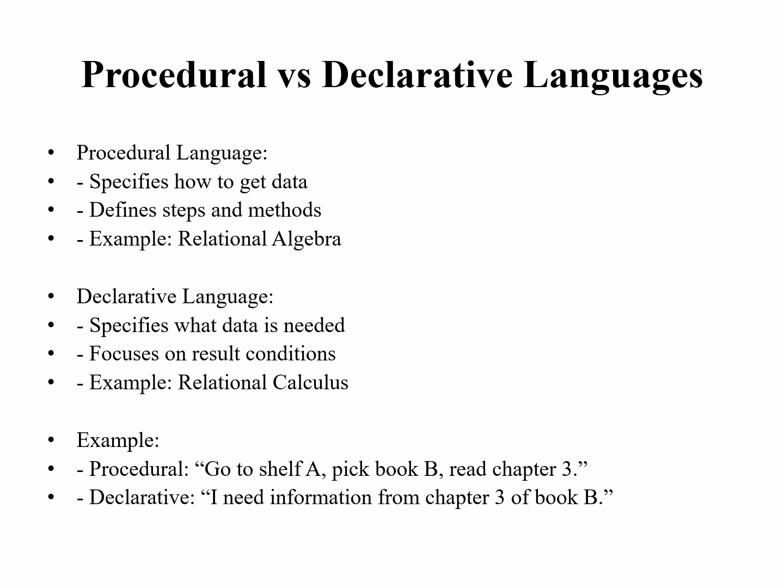There are two types of query languages, procedural languages and declarative languages. In a procedural language, we clearly define how to get the data, including the steps and methods. A good example is relational algebra. In a declarative language, we only mention what data is needed and what condition it should satisfy, not how to get it. Relational calculus is an example of this. For example, procedural: go to shelf A, pick book B, read chapter 3. Declarative: I need information from chapter 3 of book B.